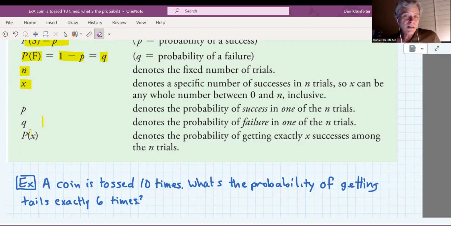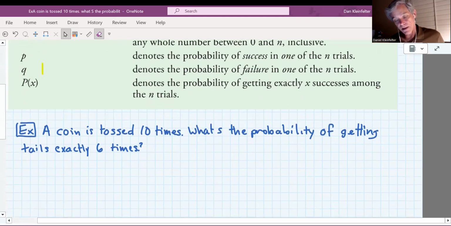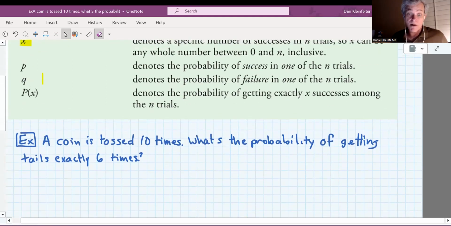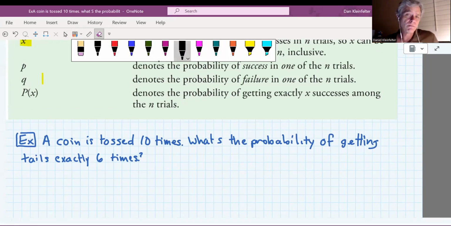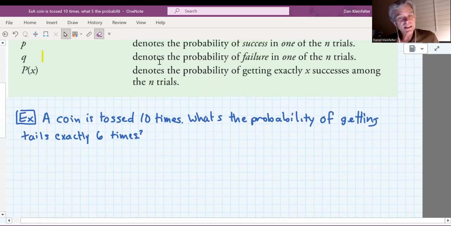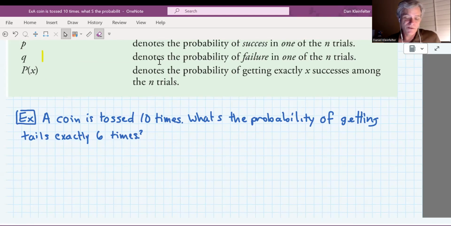So we're going to calculate this once the long way, and we'll see how to use that to develop a formula for the binomial distribution, and then we won't have to do it the long way anymore. All right, so suppose we're again going to toss a coin 10 times. We want to know the probability of getting tails exactly 6 times. And of course, the assumption, as always, is that our coin is fair.